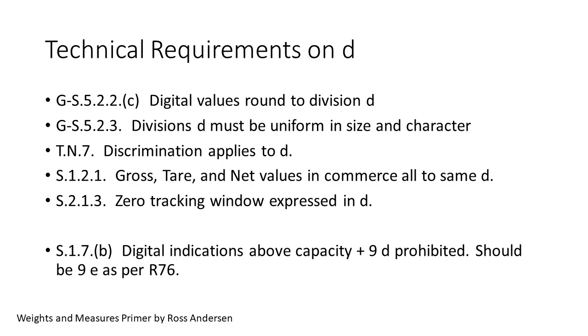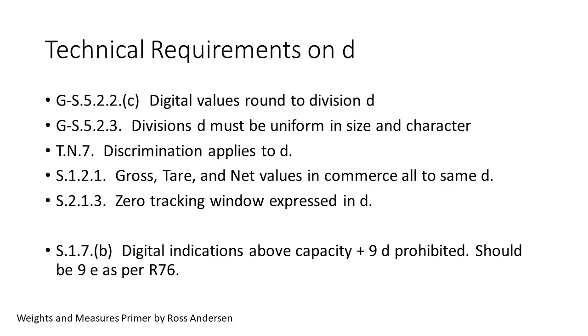TN7 discrimination requirements apply to the scale division D. This in part ensures the scale divisions D are uniform in size, but also ensures the divisions D are meaningfully different and do not overly blur together. S121 requires values expressed for gross, tare, and net in commerce be expressed to the same minimum division D. S213 addresses zero tracking, which may not operate outside a load window specified in D. This tests functionality, not accuracy.